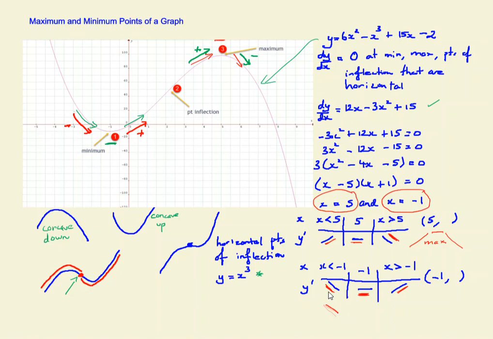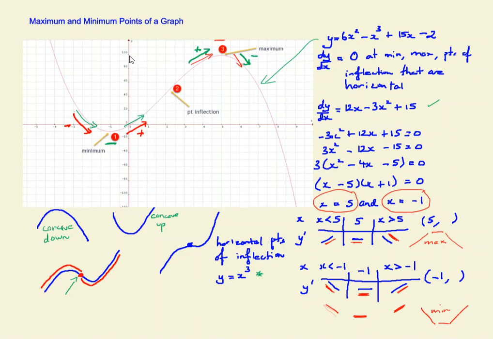Okay, there we go. So negative gradient leading up to negative 1. At negative 1, gradient 0. After negative 1, gradient positive. So going like this, that definitely is a minimum shape. So we know that when x is 5 we have a maximum, when x is negative 1 we have a minimum.